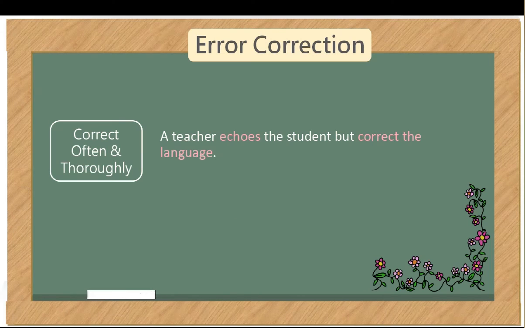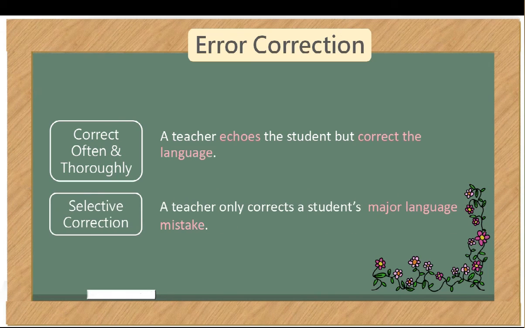First, correct often and thoroughly. Teachers can correct the students' answers after they have finished their answers. After that, repeat the correct answer once again so that the students can clearly know how to correct and improve their language errors to make the right sentence afterwards. Second, selective correction. Teachers can focus on correcting the students' misspellings and grammatical mistakes, and put emphasis on correcting their major mistakes. This often relates to the teaching objective.